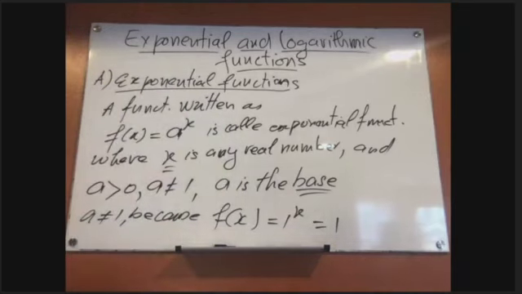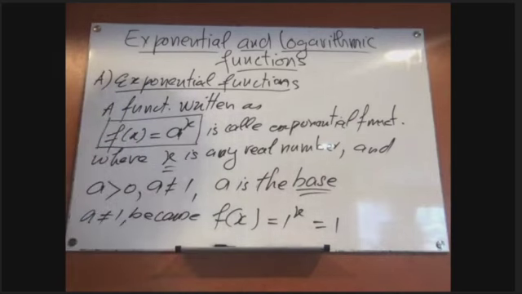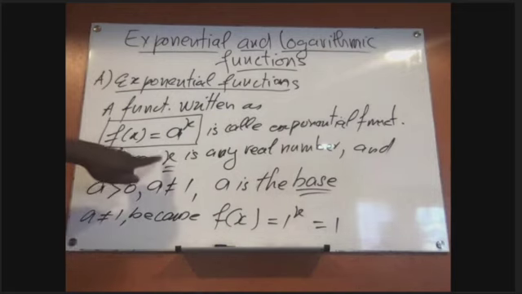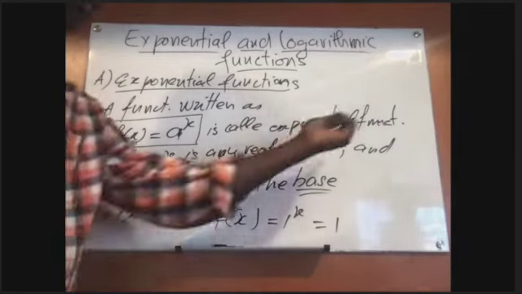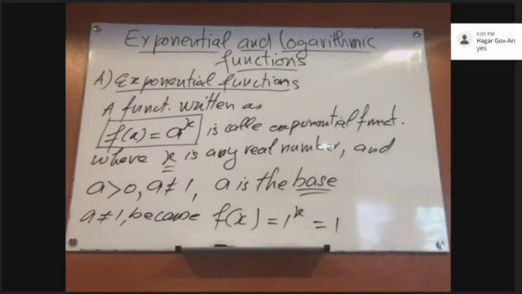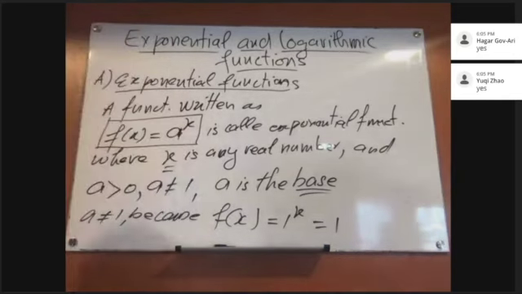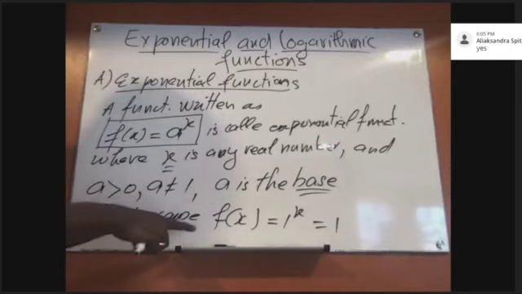Am I making myself clear? This is the definition of an exponential function. Remember, a must always be positive, but it cannot be 1. X is any real number, so the domain is all real numbers. Am I making myself clear? Someone should answer me, yes or no. All right, very good. Don't forget the rules: a is always positive, it cannot be 1, and I gave you the reason.